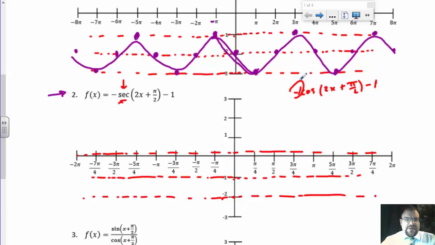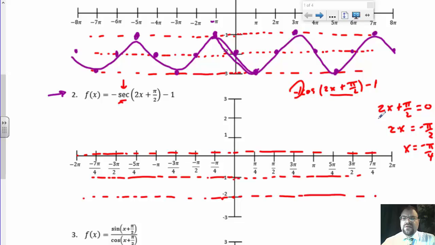Okay, so I need to figure out where cosine has a maximum point. Well, if I set this equal to 0, that's when I'll find it. So I'm going to say 2x plus pi over 2 equals 0. That's finding what is typically a maximum point for cosine. Solving this equation, 2x is equal to negative pi over 2. Divide both sides by 2, so x equals negative pi over 4.